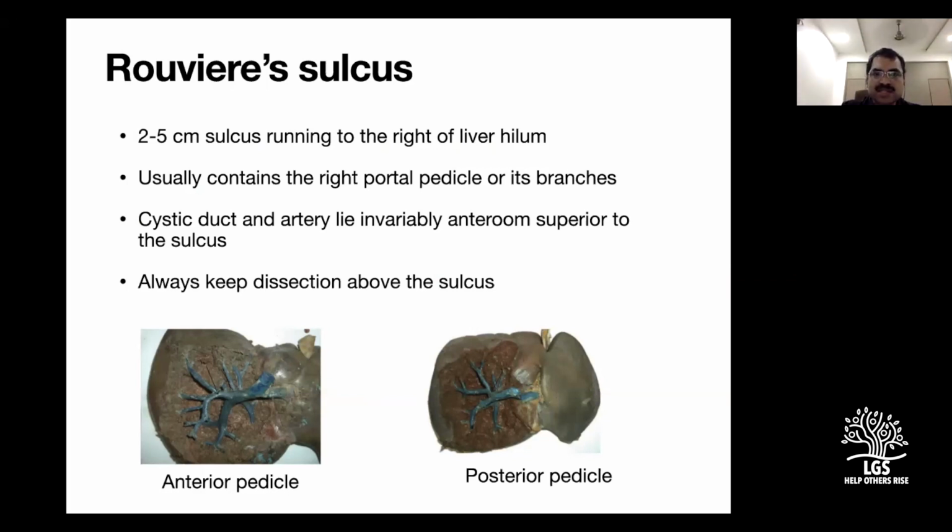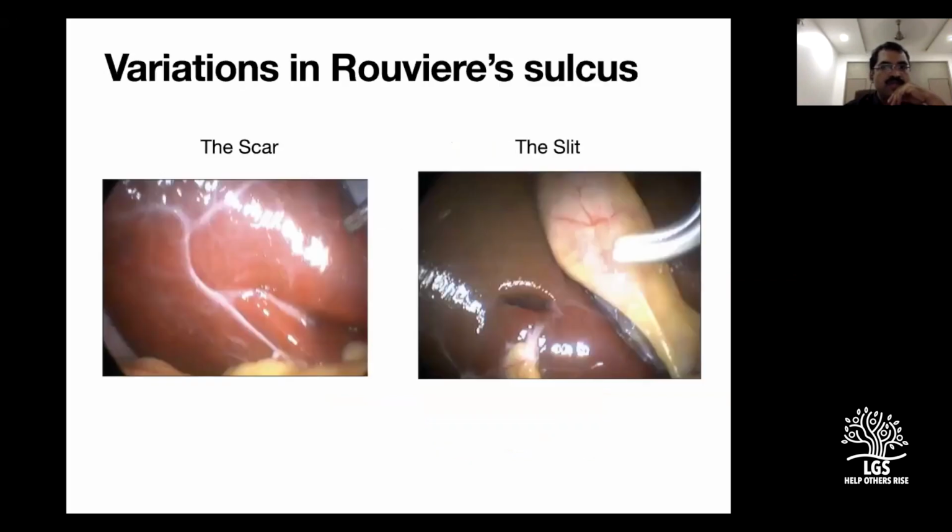And this Rouviere's sulcus may contain the anterior sectoral duct or it may contain the posterior sectoral duct. We can't predict just by looking at the external view which pedicle is inside the Rouviere's sulcus. Usually it is the posterior pedicle seen deep to the Rouviere's sulcus.